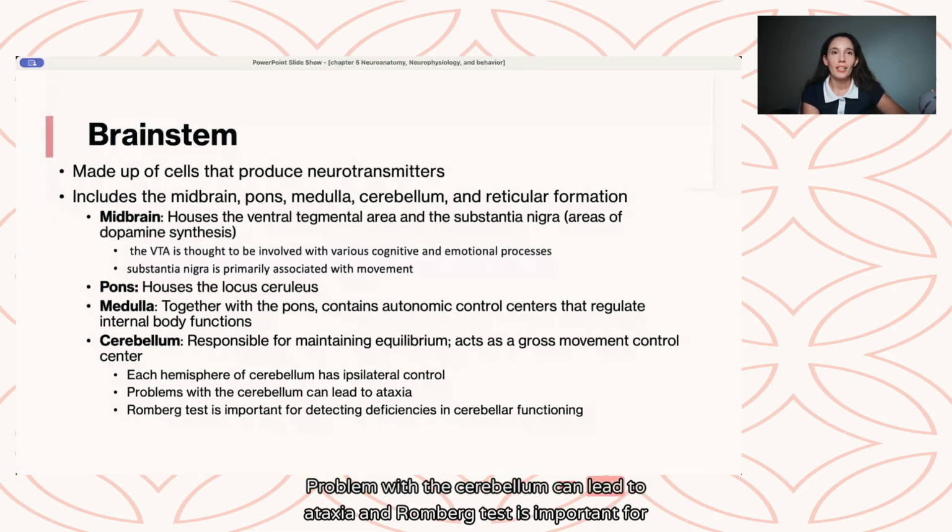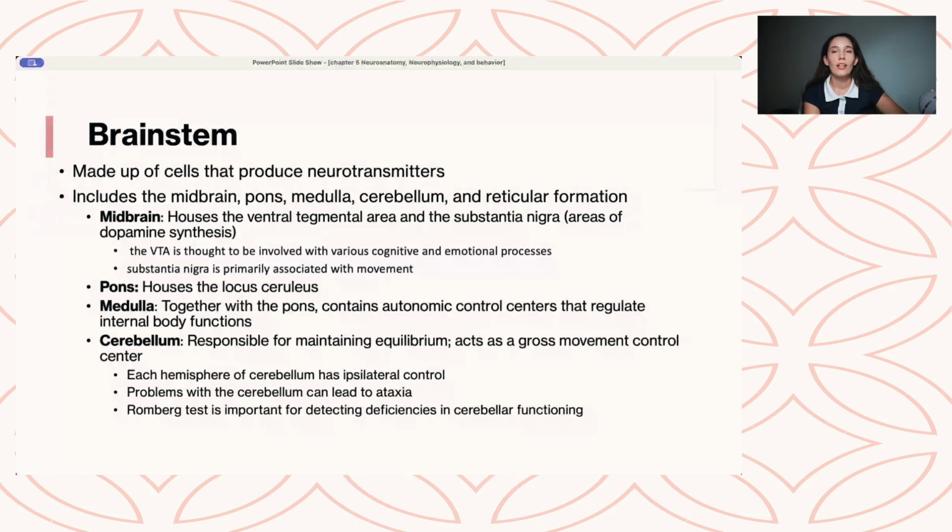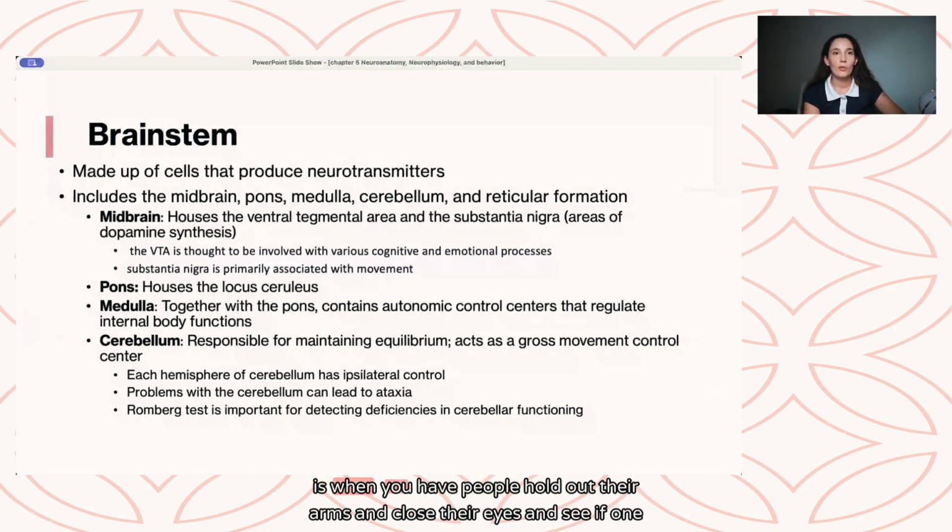Problems with the cerebellum can lead to ataxia, and a Romberg test is important for detecting deficiencies in cerebellar function. So the Romberg test is when you have people hold out their arms and close their eyes and see if one drifts.